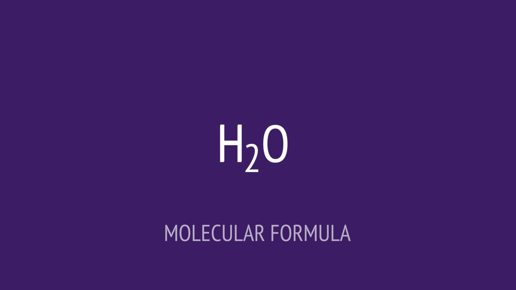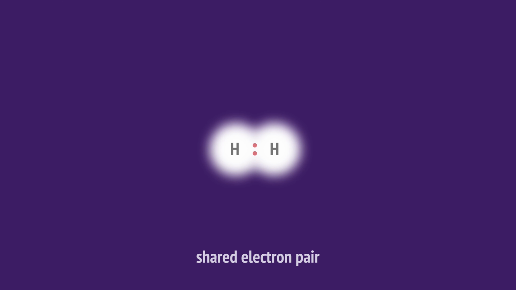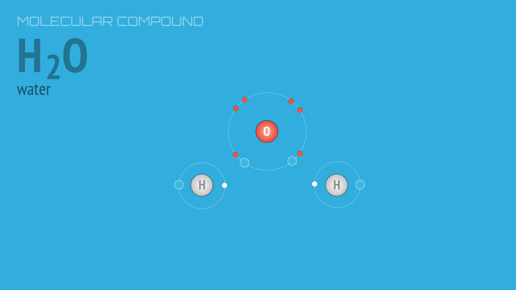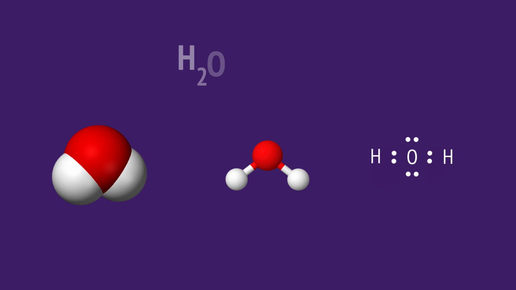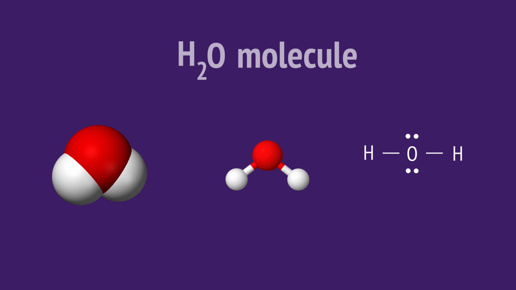But mostly we just write the molecular formula, giving the type and number of atoms in the molecule. So in this video, we've explored how atoms come together to form molecules by sharing electron pairs and forming covalent bonds. We saw how atoms combine together in ways that will complete their outer electron shells. And we've looked at the different ways that we represent molecules.